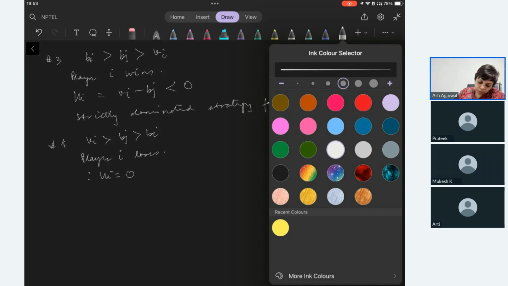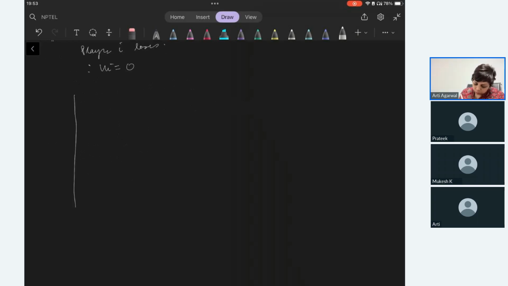So let's draw the diagram of UI. I can make it U1 also. Either way it is okay. I'm just showing the same thing on the diagram here. This is, say, suppose V1. Oh, sorry. Yeah, VI actually.